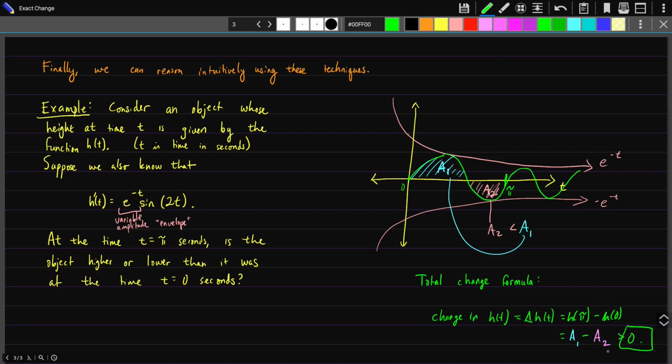And therefore, in terms of our original problem, this tells us that the change in h of t over the time interval in the problem is positive. So that means the object is higher. It's higher than where it started.